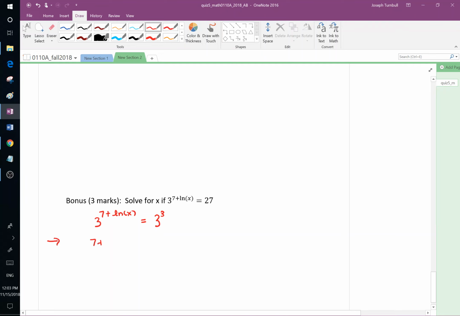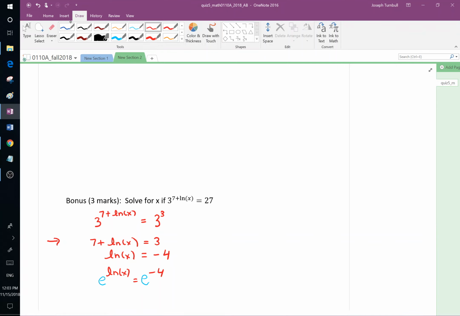So 7 plus the ln of x equals 3. Now subtract 7 from both sides. Ln of x is equal to negative 4. And now exponentiate both sides. And we're going to use a base of e because the x is trapped in the log function with the base of e.